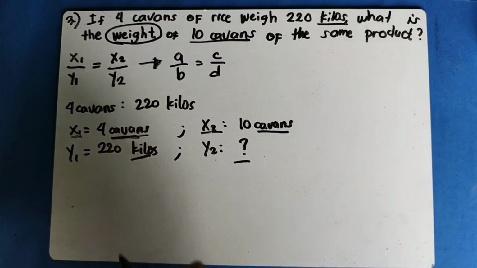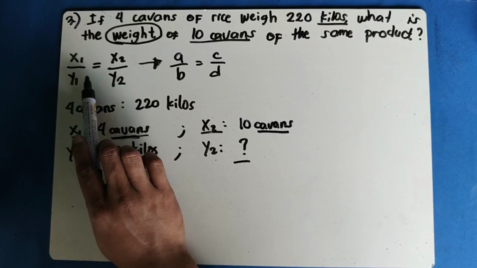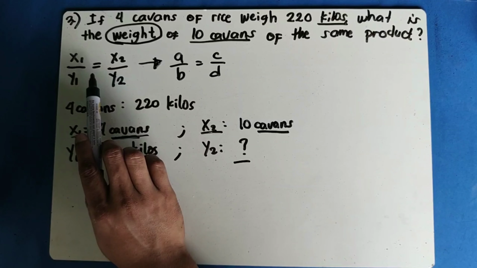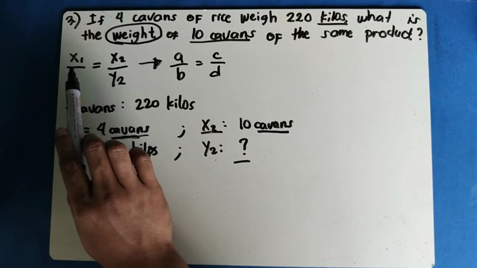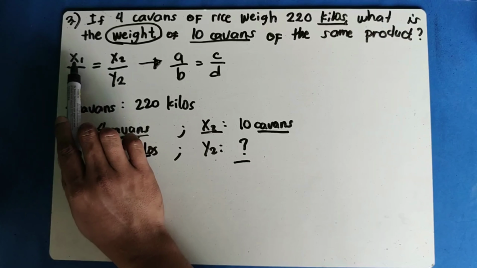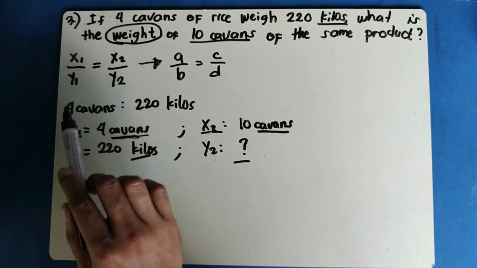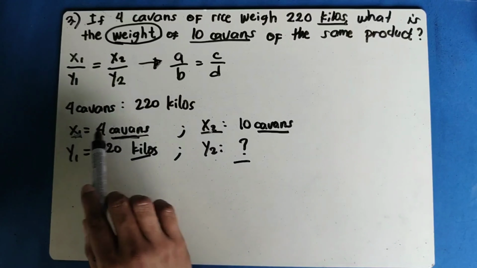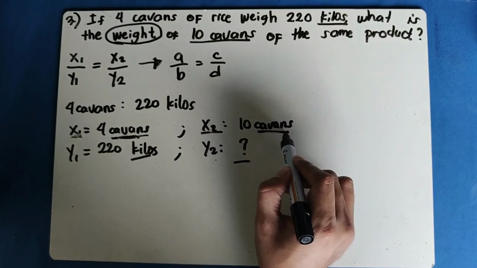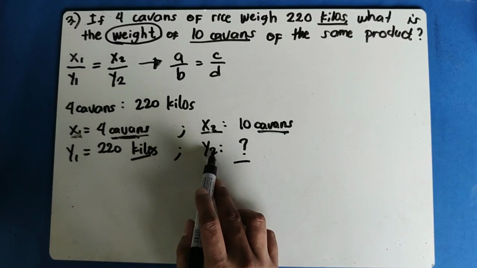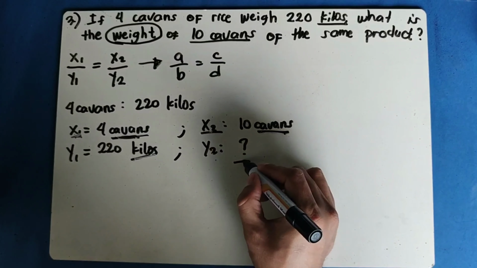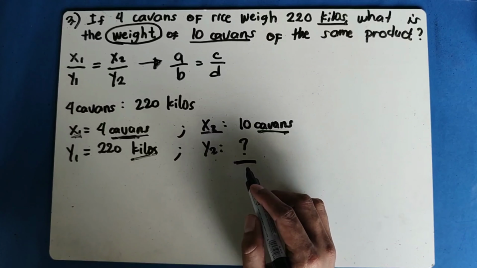Again, let me emphasize, bakit natin kailangan gamitin ang formula na to? Para hindi tayo maguluhan sa pag-a-identify ng mga given. Kung anong object ginagamit na x sub 1, yun din dapat gagamitin na x sub 2. X sub 1, x sub 2, cavans, y sub 1, y sub 2. Kilos, we'll also talk about kilos for the y sub 2.